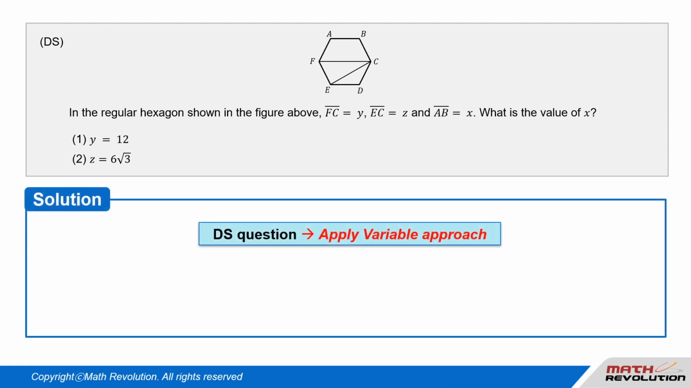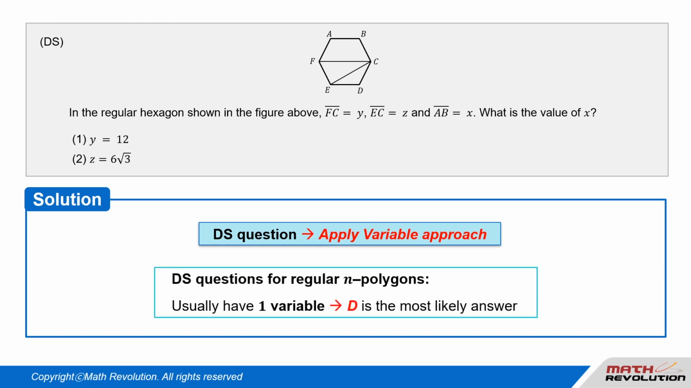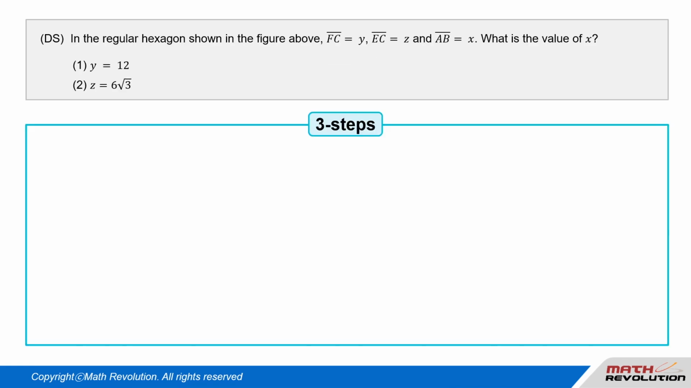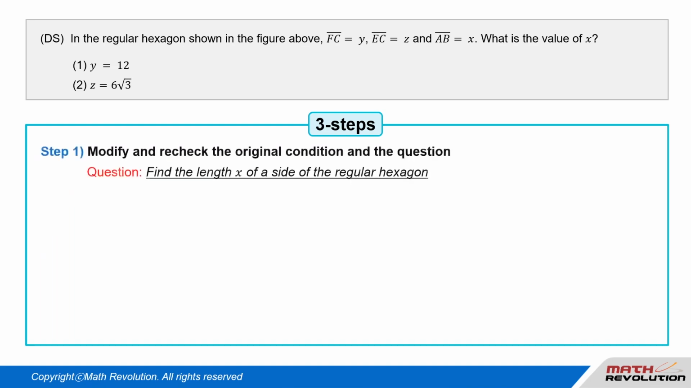Solution. Let's solve this DS question using the variable approach. DS questions for regular n-polygons usually have one variable, so D is the most likely answer. Let's apply the 3 steps suggested previously. Follow the first step of the variable approach by modifying and rechecking the original condition and the question.